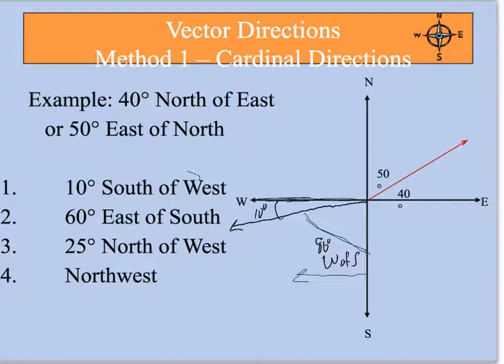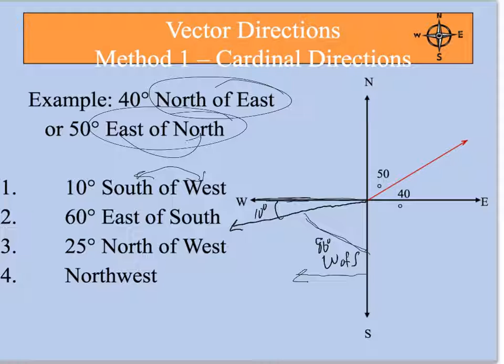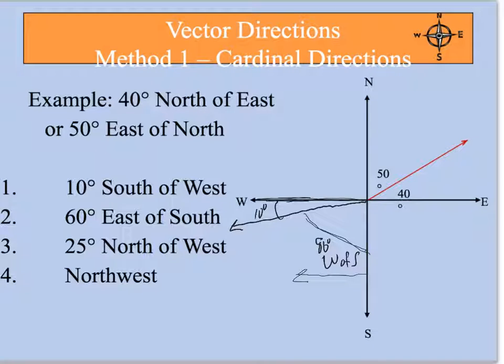Essentially what I do is I just flip these two words, just like we did up here. It was north of east, then we switched to east of north, so we just flipped those two words. So either one of these would be acceptable, 10 degrees south of west or 80 degrees west of south, though they both represent this vector right here.